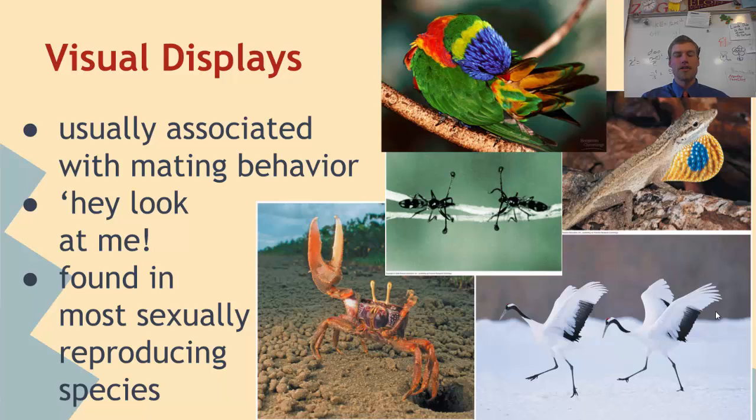We can also have visual communication. Because we have the ability to sense light and different visual patterns, visual displays are used. Again, these are usually associated with some sort of mating behavior, because you need to communicate between two organisms. Basically, you're saying, "Hey, look at me! I'm fit for mating," things like that. And these are found in most sexually reproducing species. There are all kinds of different visual displays that are used, and it's all about being able to communicate.